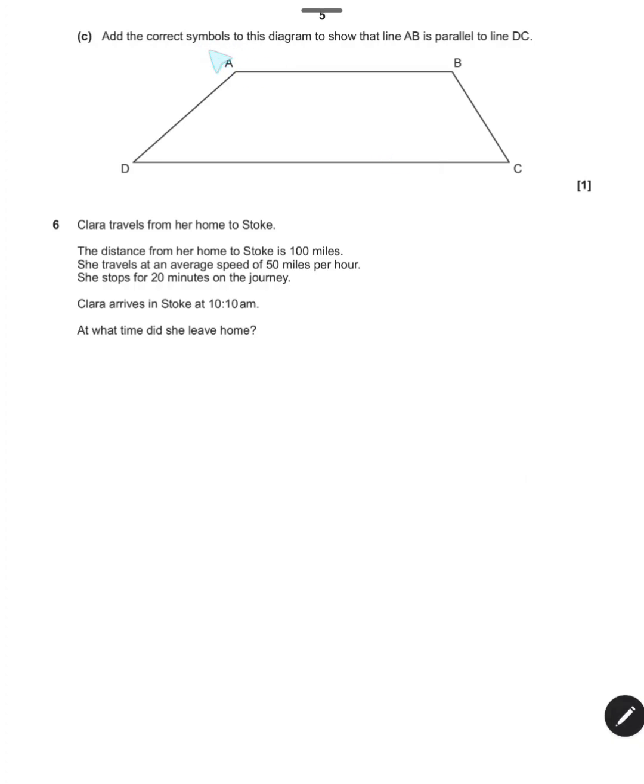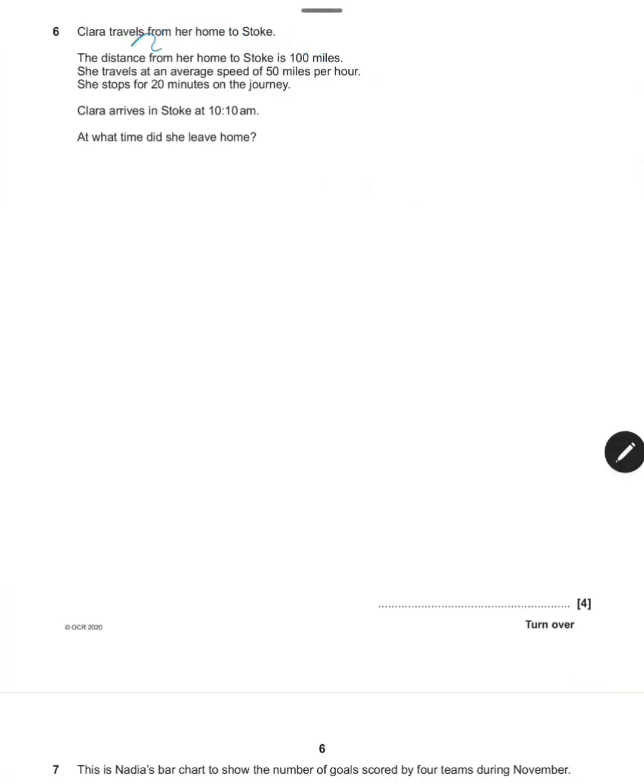And part C, we're just adding symbols to this diagram to show that AB, so this line, is parallel to DC, which is this line, and we show parallel lines by doing little arrows like that. So here we've got someone travelling from home to Stoke, and it says the distance from home to Stoke is 100 miles. So straight off we know the distance. She travels at an average speed of 50 miles per hour. So we've also got the speed. We've got something about stopping on the journey, and then we're looking at times.